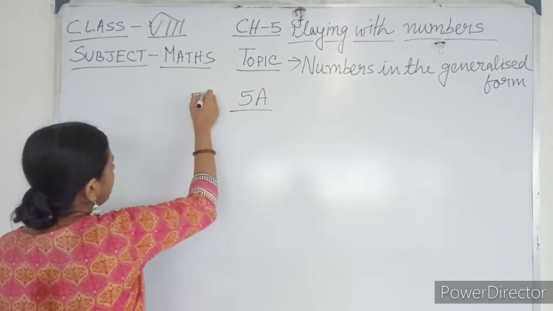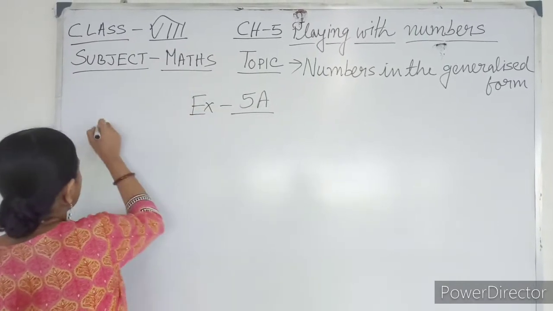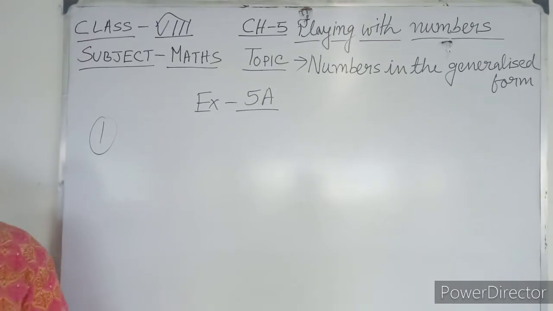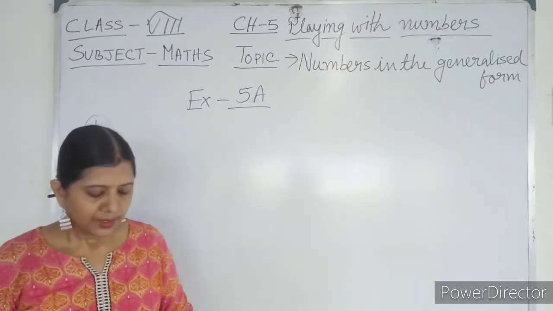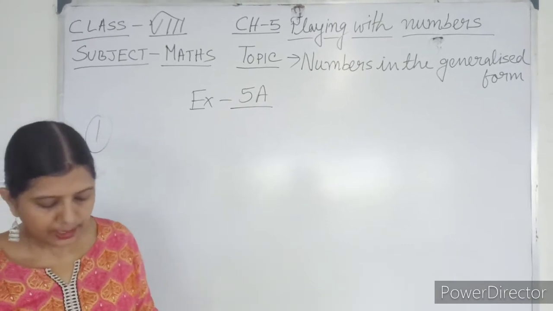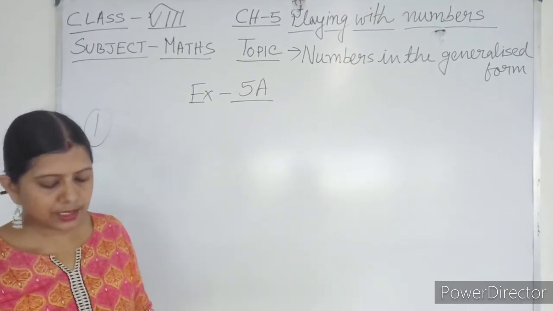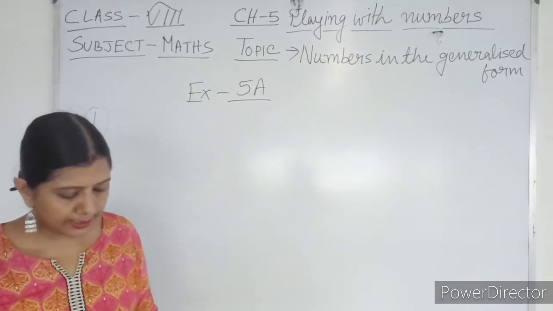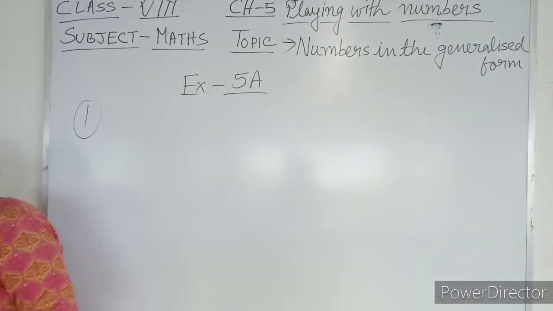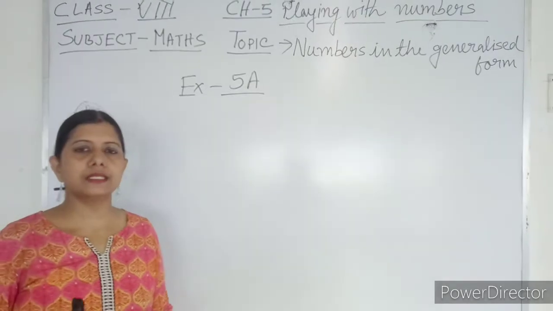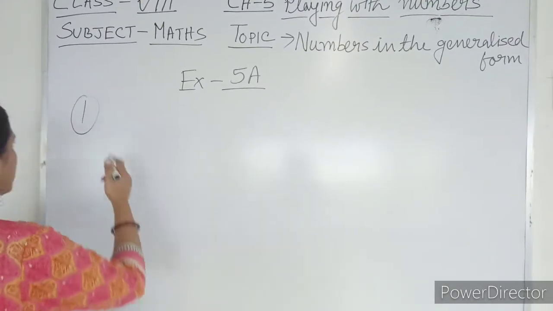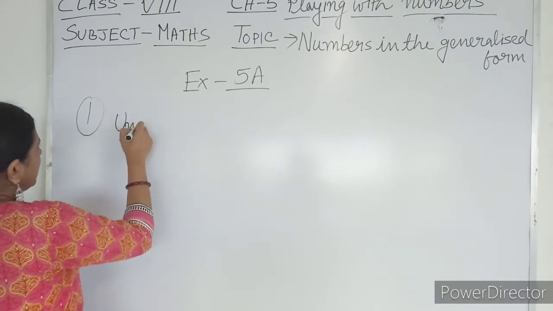Exercise 5a, question number 1. This I am going to start. According to the question, the units digit of a 2-digit number is 3 and 7 times the sum of the digits is the number itself. The units digit of a 2-digit number is 3, it has been told. That means the tens digit is what? That is not known to me.